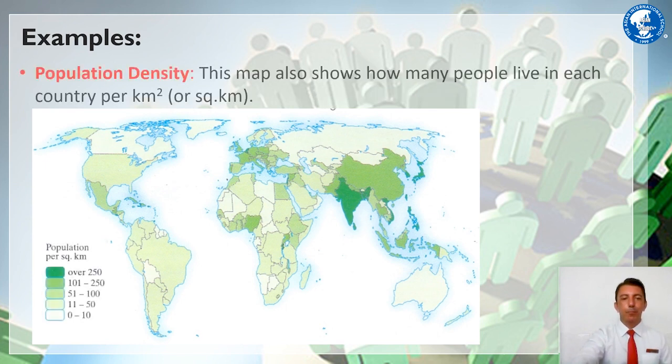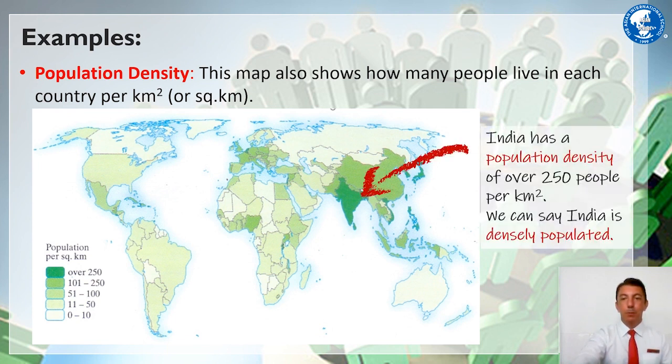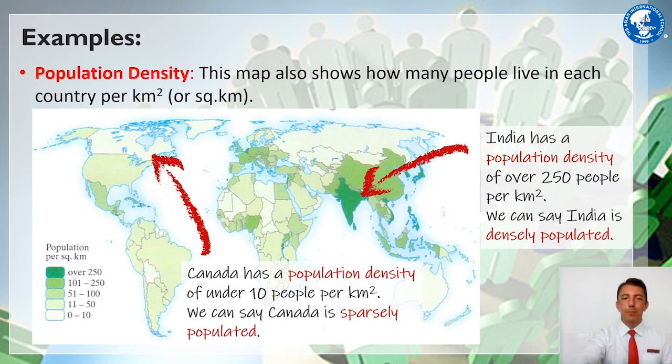Population density. This map also shows how many people live in each country per square kilometer. For example, India has a population density of over 250 people per square kilometer. So we can say India is densely populated. Canada has a population density of under 10 people per square kilometer. We can say Canada is sparsely populated.